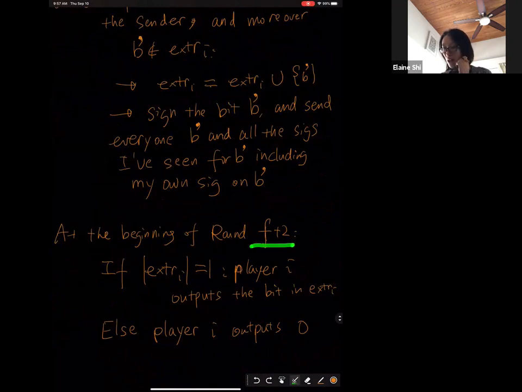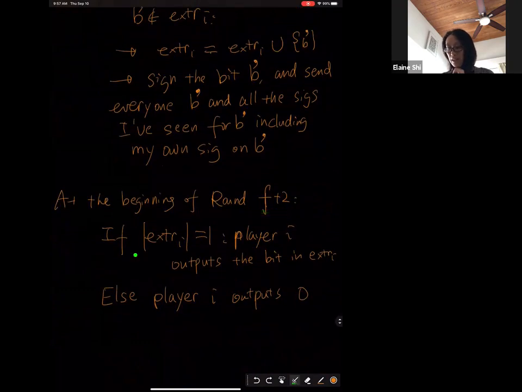And at the beginning of round F+2, I will look at my extracted set. If the size is equal to 1, then I'm just going to output the bit that's in my extracted set, because this is what I believe the sender wants to send.